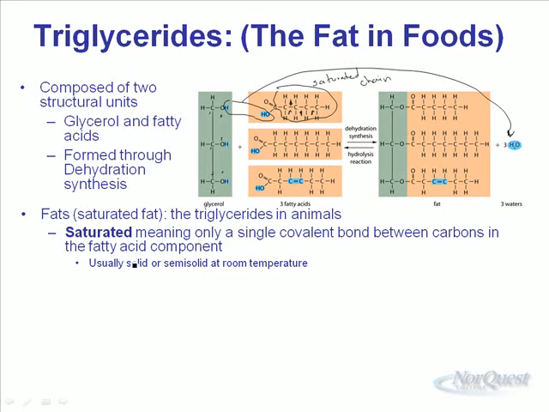Saturated fats are so stable. Stable means they form solids or semi-solids at room temperature. If they're stable, they're attracted to each other, and they don't have that much energy, so they stick together.